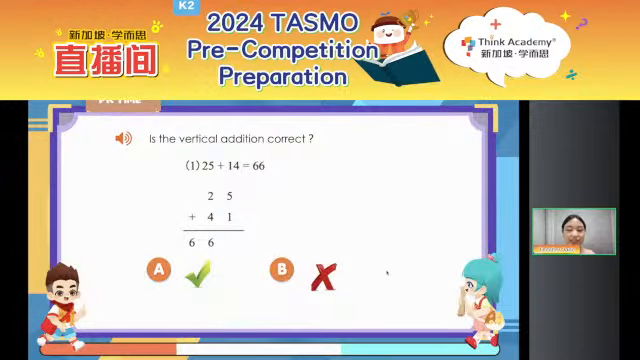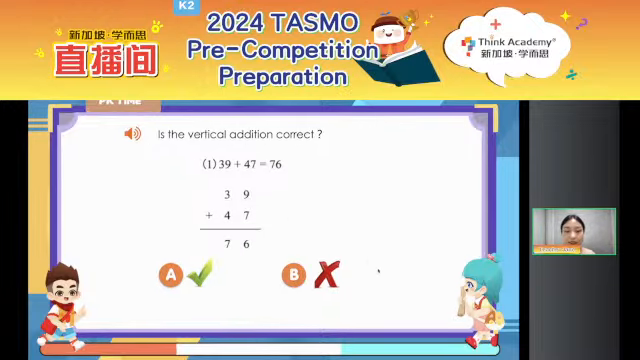Is it correct? No, this is not correct, right? Because we can see that as for the tens place and ones place, we need to align them. So this is wrong. Align the digits. And then how about this? Is it correct? Yes or no? A or B?